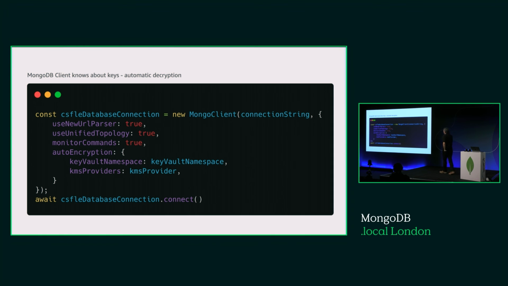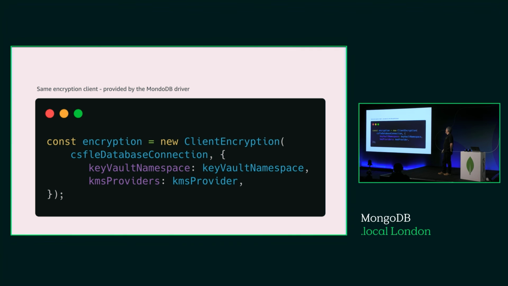So I create a MongoDB client connection string for automatic encryption and decryption a bit later. I give directly to the MongoDB client the reference to my key vault and my KMS provider. Once I have my MongoDB client, I create a client encryption object just like I did before. I pass the connection, the name of the key vault, where to store the data keys, and the KMS provider that is able to generate and decrypt these data keys.